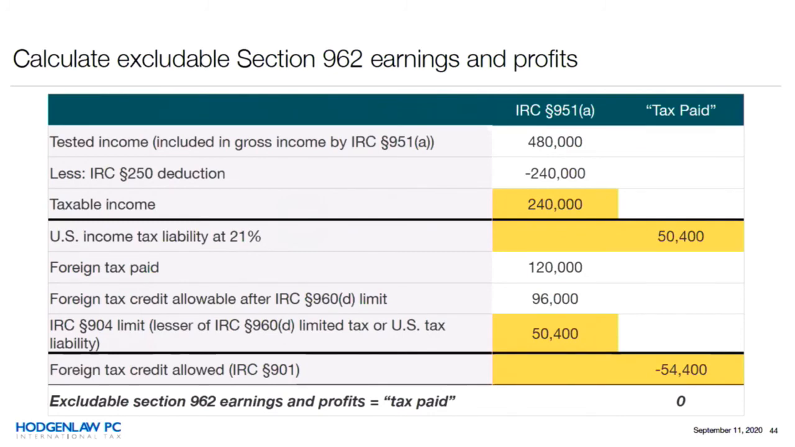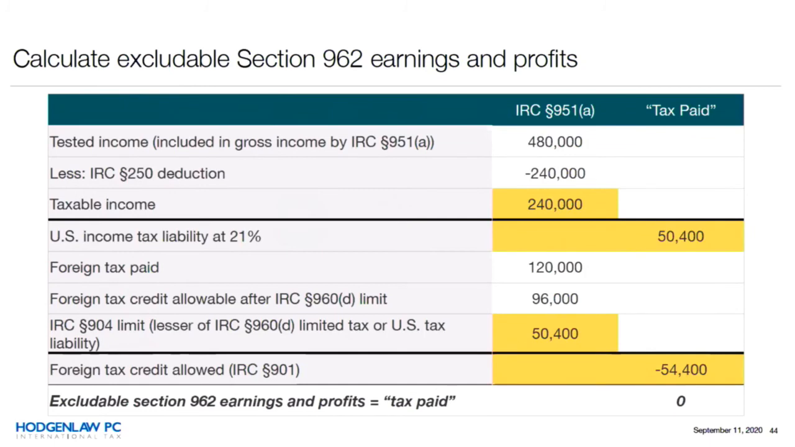So we've got, run through the numbers. Start with $480,000 of inclusion. That's going to come off Form 8992, minus the section 250 deduction, $240,000, which is going to come off Form 8993. Taxable income we're going to calculate the tax liability on is $240,000. Next line down, U.S. income tax liability at 21%. This is for someone who made the Section 962 election. The tax paid calculation subtotal is $50,400.